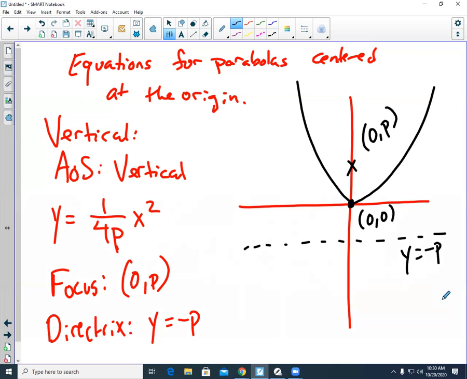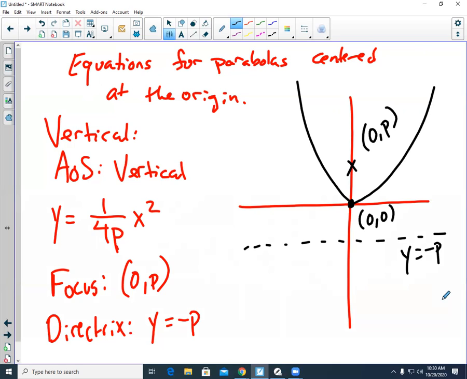And it's literally going to be the point like 0, comma 5 or 0, comma 3 or 0, comma negative 2. Whatever this point is right here, you plug it into that equation and you're done. Okay? So whatever that is, that's it. You're done. So that is a vertical.